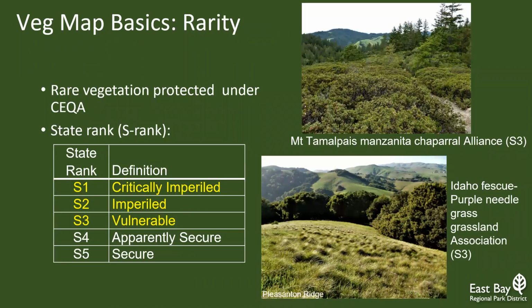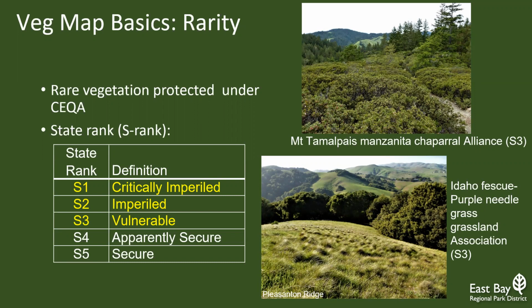And some vegetation types are rare and have legal protection under the California Environmental Quality Act. And the system that we use to rank rare vegetation is called the state rank or S rank. And state ranks 1 through 3 have conservation status. Examples of rare vegetation types include types that are dominated by a rare species, like the Mount Tamalpais manzanita chaparral.